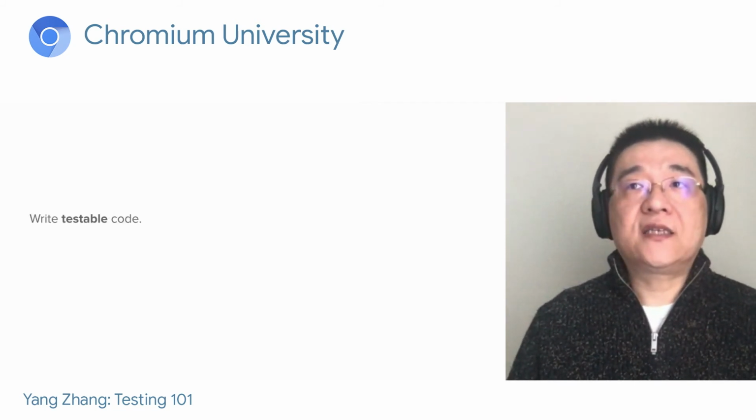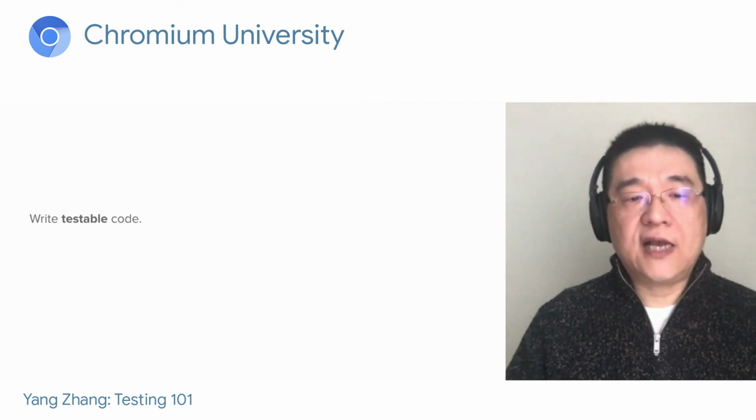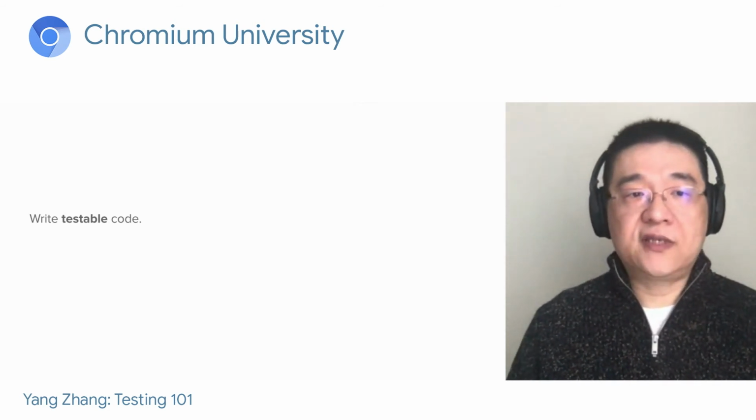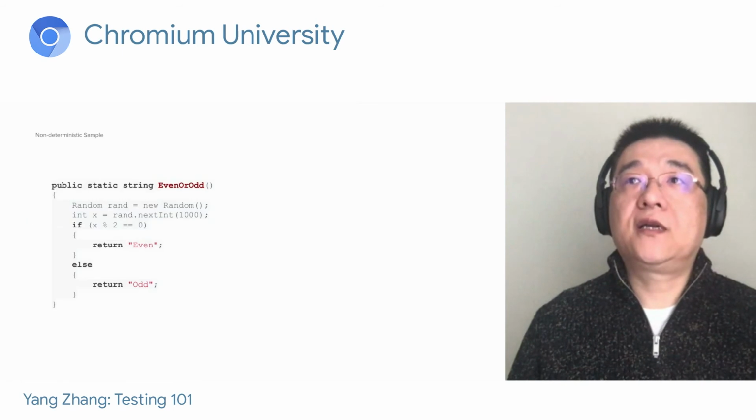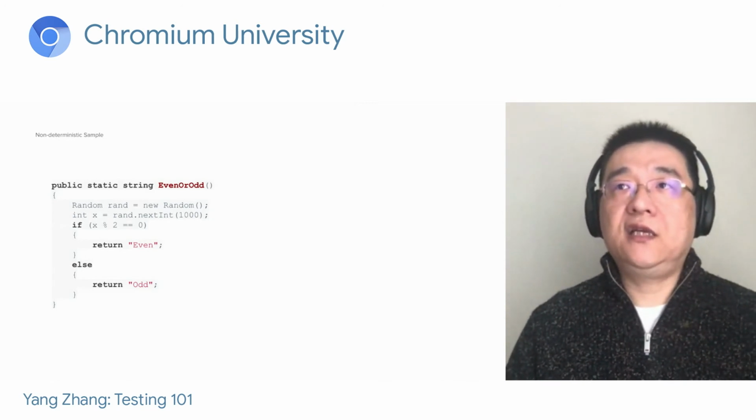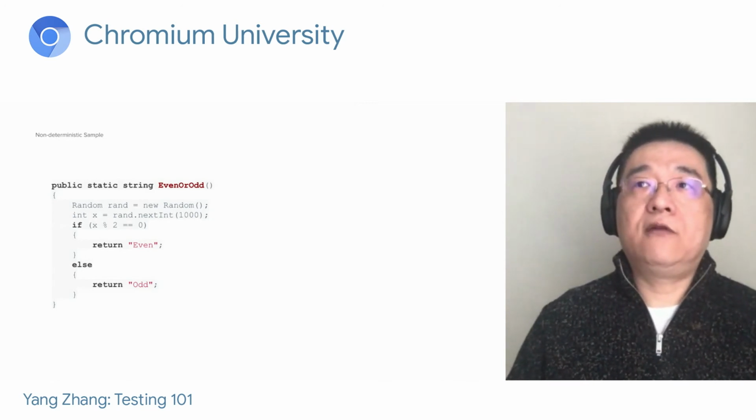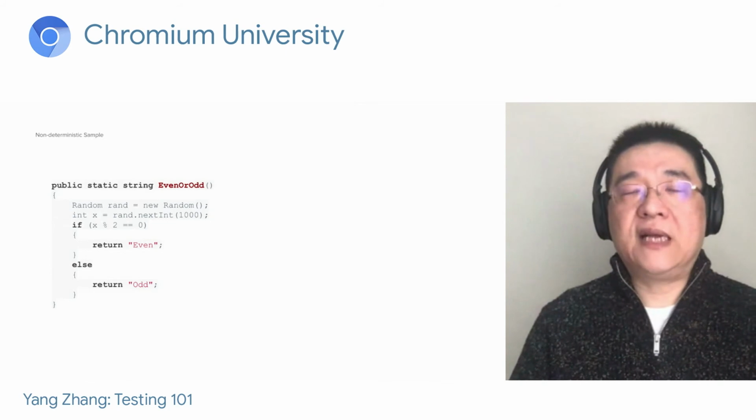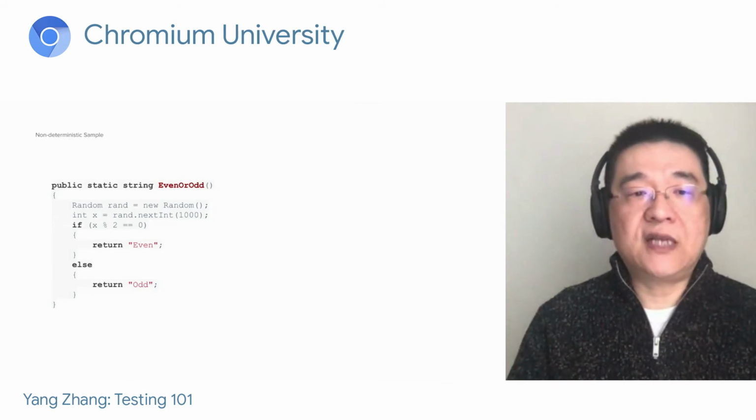Also, write testable code. Even if your test is very good and functionally good, I'll give you a sample. What's testable code here? Look at this, right? This code is totally correct. It's just checking even or odd. You put a random number there and it gives the result, even or odd.